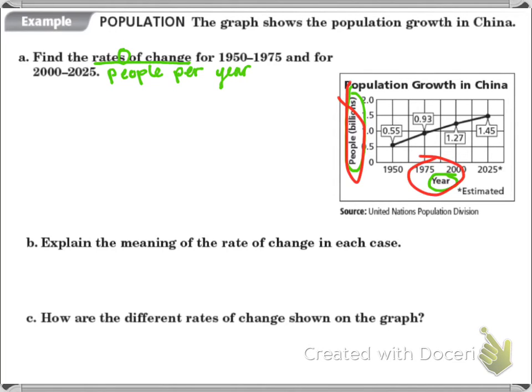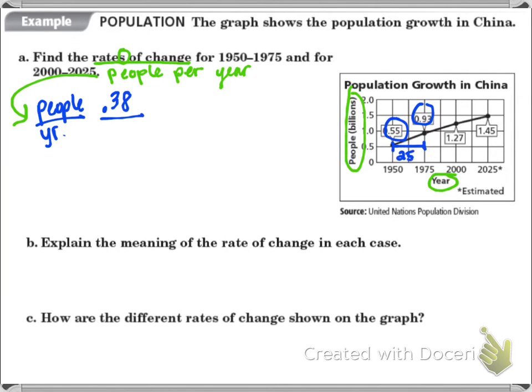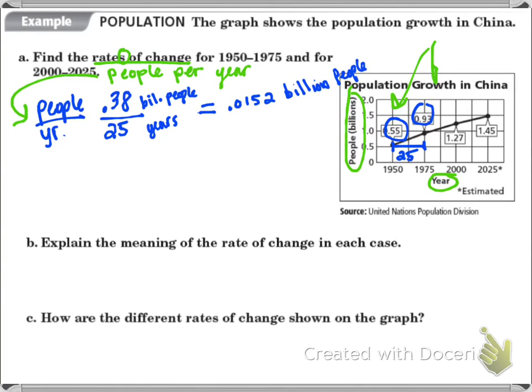people per year. All right, so number of people in billions and number of years are the things that are changing. So we have a change of 0.38. So from this to this is a change of 0.38 in 25 years. And that's 0.38 billion people in 25 years. Now we normalize that or divide it to get 0.0152 billion people in 1 year, which is the same as 15.2 million people per year.